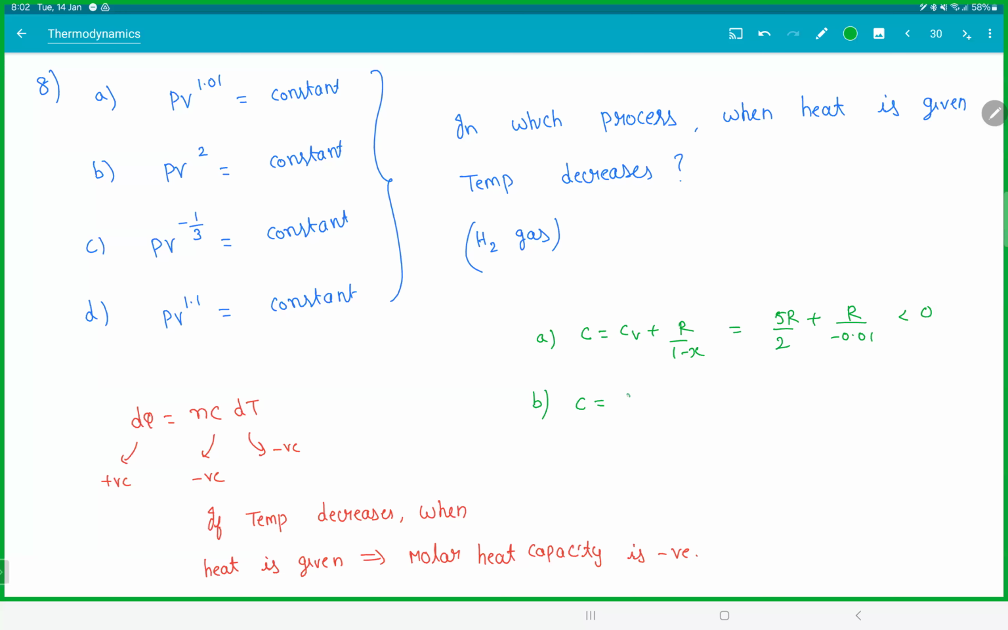The second one is Cv, 5R by 2, plus R by 1 minus 2. That is minus R, so this is 3R by 2, greater than 0. So this is gone. This one is also 5R by 2 plus R by 1 minus 1 by 3, that is 4 by 3. This is also greater than 0. Gone. This would be 5R by 2 plus R by minus 0.1. Yeah, this is also negative. So A and D are negative.